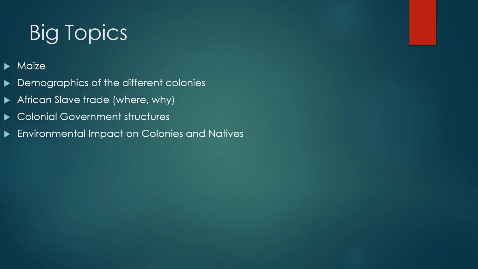Second thing is you need to know the difference in the colonies when it comes to demographics. What did the populations of the New England colonies look like? They were mainly families. What did the demographics of the southern colonies look like? They were mainly single men.